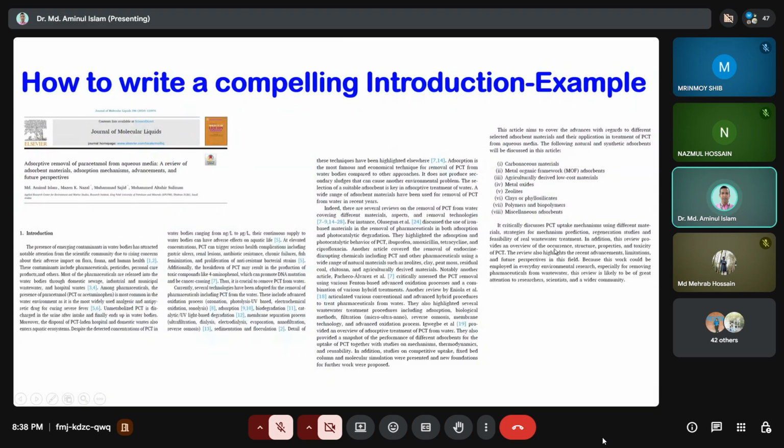Then finally, you need to write the future prospects of the study so that readers can read your review article and cite your work. So this is one typical example of a compelling introduction.